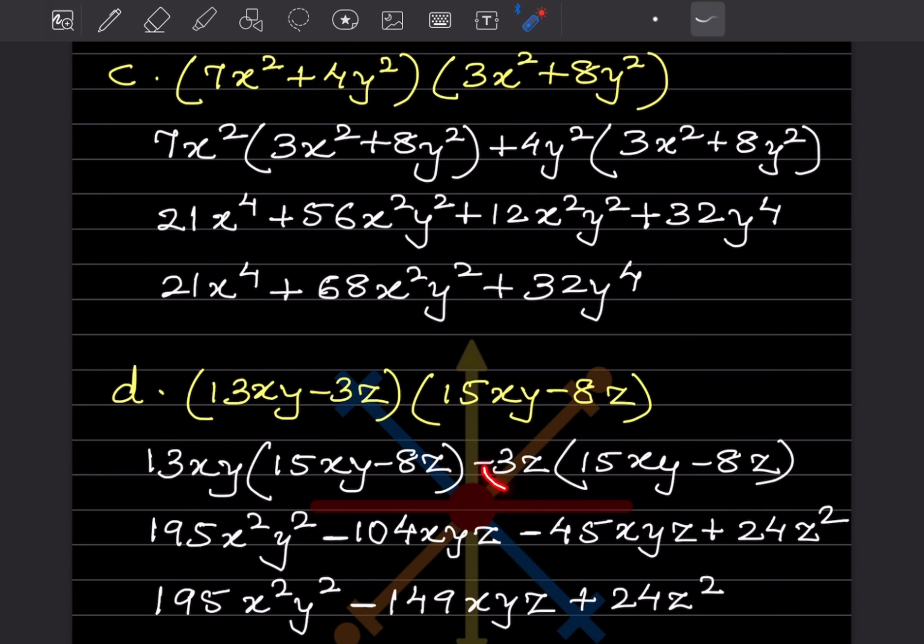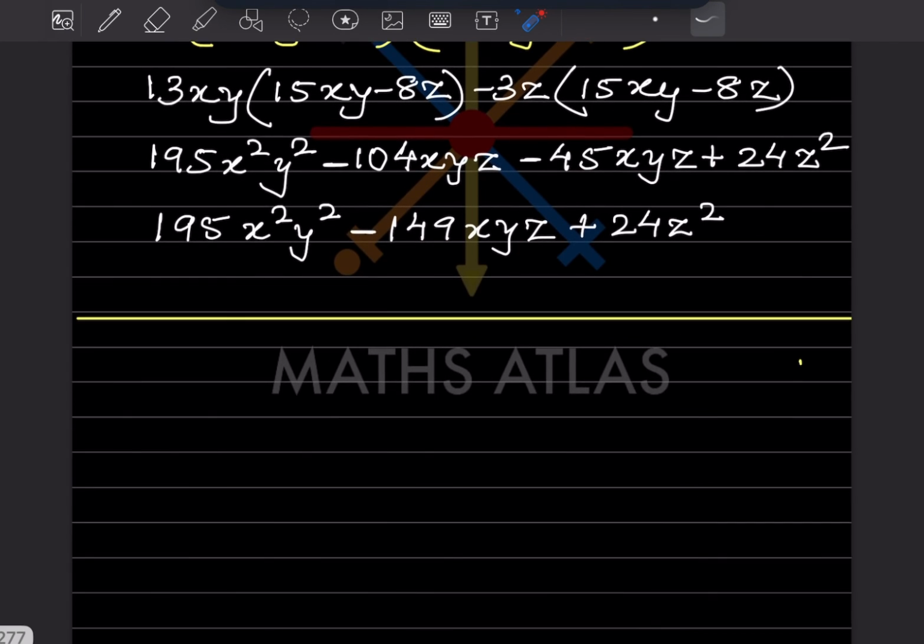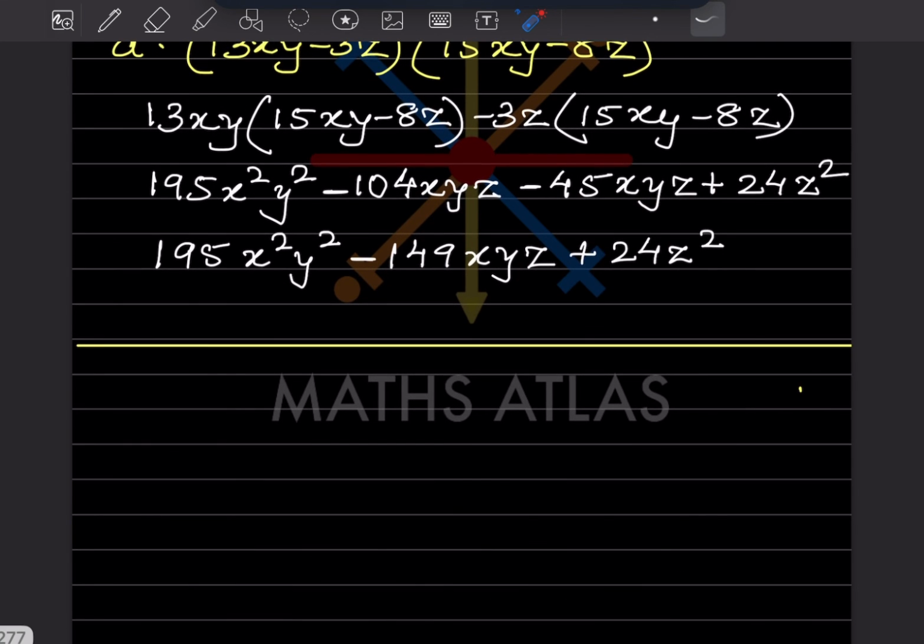And now see here, this minus and minus becomes plus because there is multiplication sign here. Plus 24 z square. So now this is the same. This, when we write this one, that is going to be minus 149 xyz. And this should be 24 z square. So by this one, we have completed today's work.